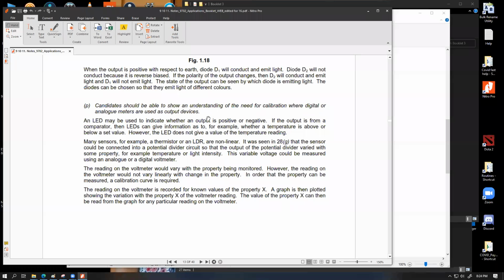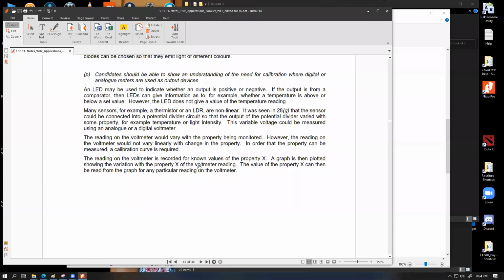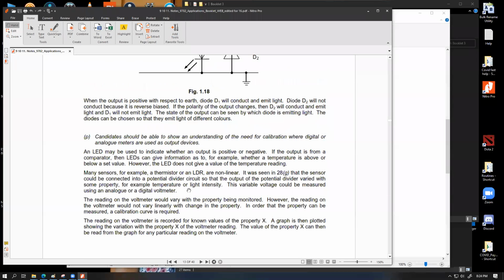This is a very interesting paragraph, which is the last part of our sensing part. I'm going to read through this paragraph and help you to understand this thing. Have a look. Candidates should be able to show an understanding of the need for calibration where digital or analog meters are used as output devices. So why do we need the calibration?